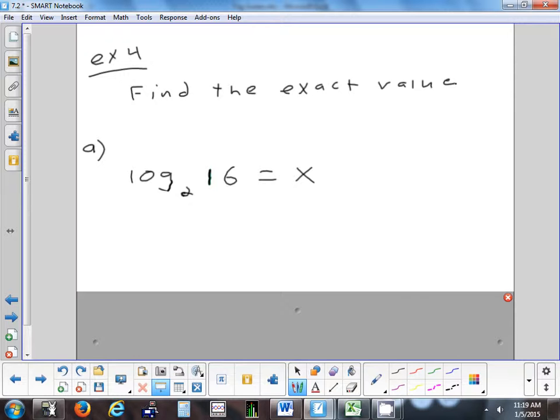Change it to what? Change it to exponential. Okay, that's the only thing we know how to do. It's a logarithmic expression. Let's change it to an exponential expression or equation. Start with my base. Okay, Naisha, what's my base? 2. Okay. 2. Sean, what's my exponent?